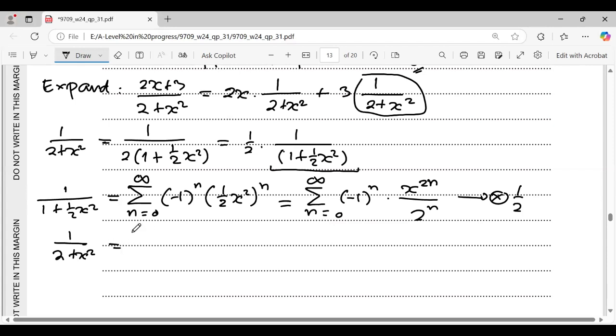After that, the right hand side as well multiply by 1/2. It becomes minus 1 power n times x squared power n over 2 power n plus 1, because from n it becomes plus 1 because of times 1/2.